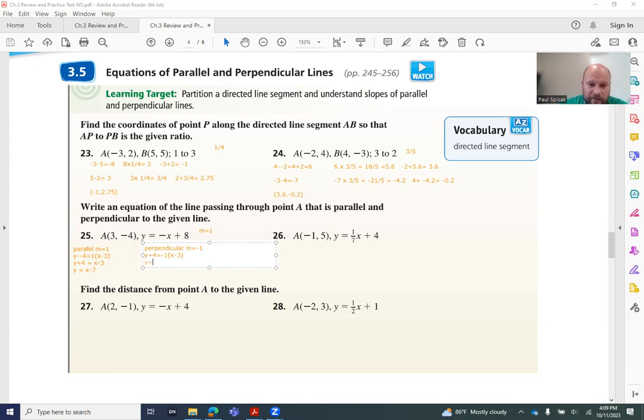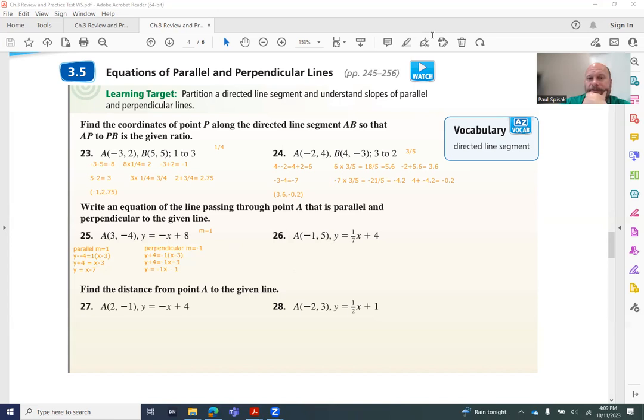We have y plus 4 equals -1x plus 3, because a negative and negative makes a positive when multiplying. Then we bring the 4 over, so we're going to subtract it. So we're going to y equals -1x minus 1. And that'll be our final equation.